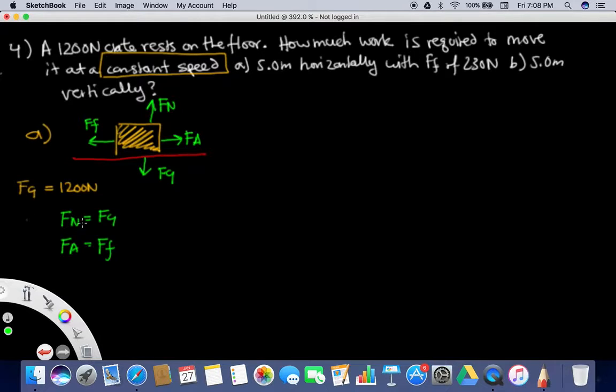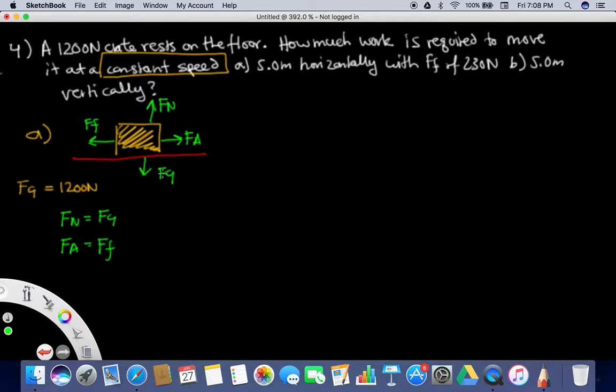So because we know that Fn is equal to Fg, we know that our Fn is 1200 newtons, because our Fg is 1200 newtons. So this is not really too important for us in the long run, because it's not like we're trying to move this crate vertically anywhere. So really, we don't have to pay attention to the normal force or the gravitational force. Really, they're insignificant when it comes to solving the problem.